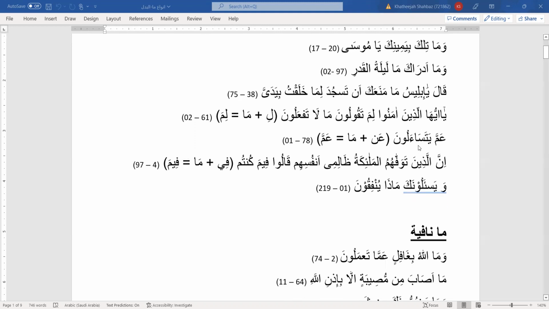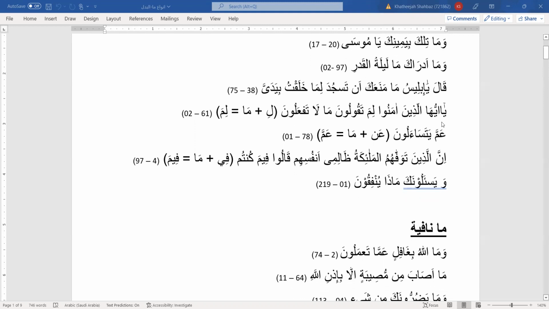Okay. Now a little variation we will see. Ya ayyuhallazina amanu lima taquluna ma la taf'alun. O those who believe, lima, for what? You see, it is a combination of li plus ma. But when a ma istifhamiyah comes with a harf of jar like li, it becomes lima, the alif is gone. So, O those who believe, for what, or we can say why, do you say what you do not do? The same thing is happening here.